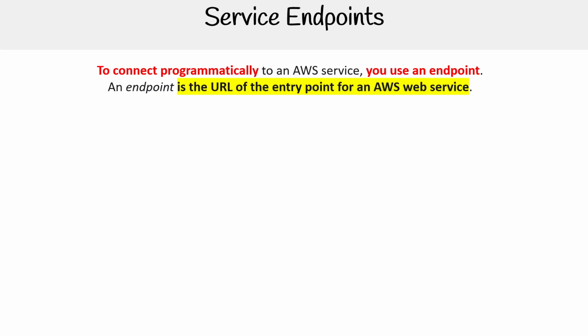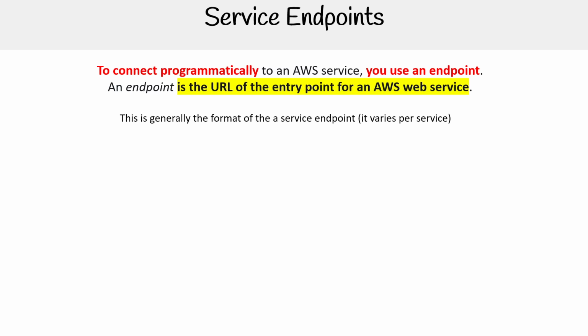To connect programmatically to an AWS service, you need to use an endpoint, and an endpoint is the URL of the entry point of an AWS web service. These things are very important to know, and they do have a default, but when you understand what they are underneath, you have more flexibility to change things out.